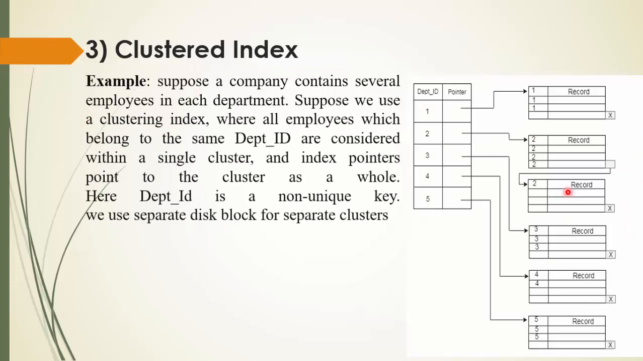Now suppose a company contains several employees in each department. So there is one company and in this company there are multiple departments, and each and every employee belongs to some department. Suppose we use a clustering index where all employees belonging to the same department ID are considered within a single cluster, and index pointers point to the cluster as a whole. Here department ID is a non-unique key. We use a separate block for each separate cluster.